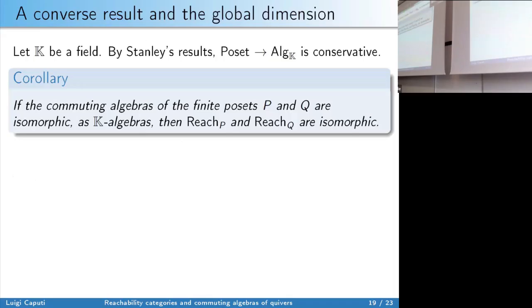There's another result, maybe from the late 70s, by Stanley that says that going from posets to algebras by taking the incidence algebras is conservative. And this allows us to say that if the incidence algebras of two posets are isomorphic as K-algebras, then also the reachability categories were isomorphic. So we can pull back also morphisms between commuting algebras to morphisms of reachability categories.